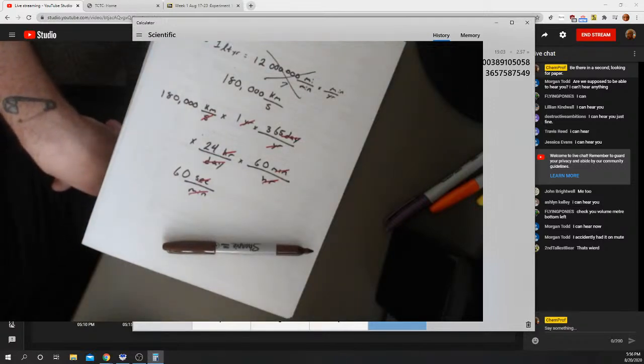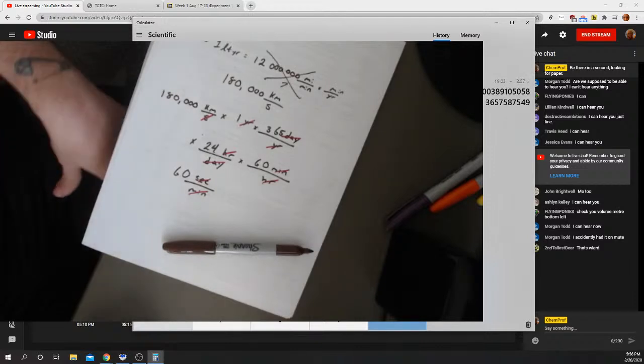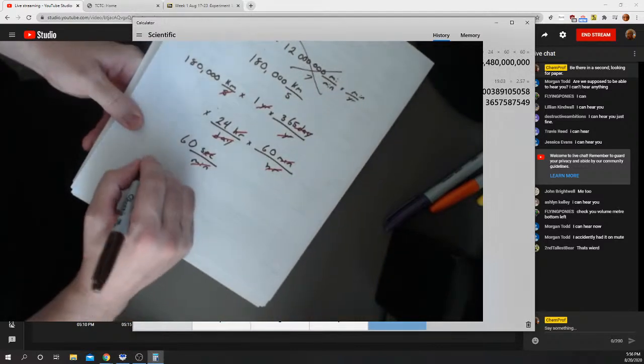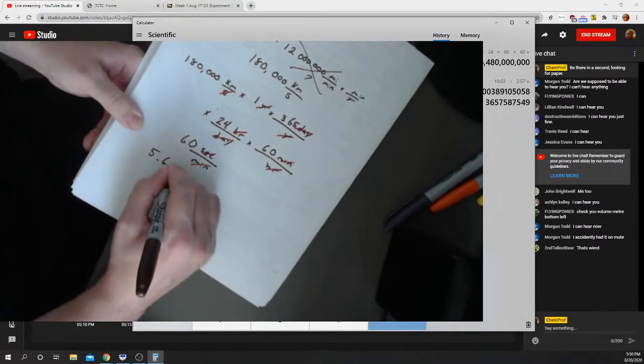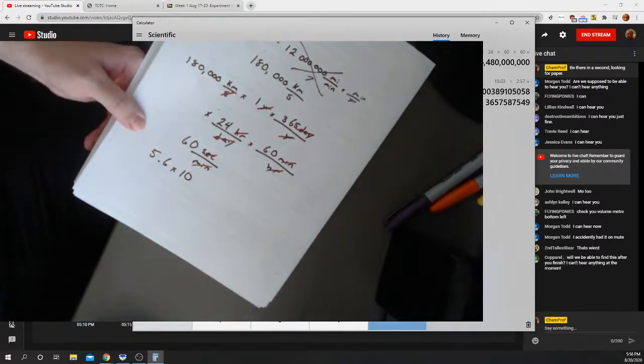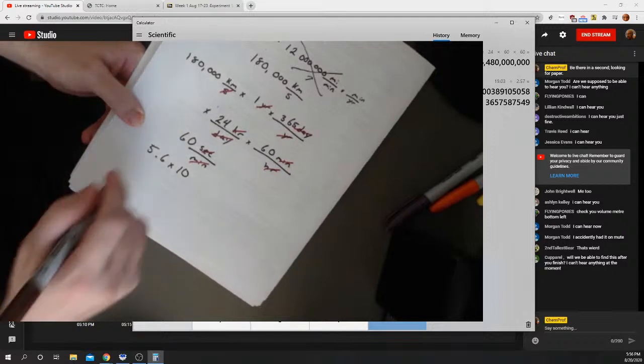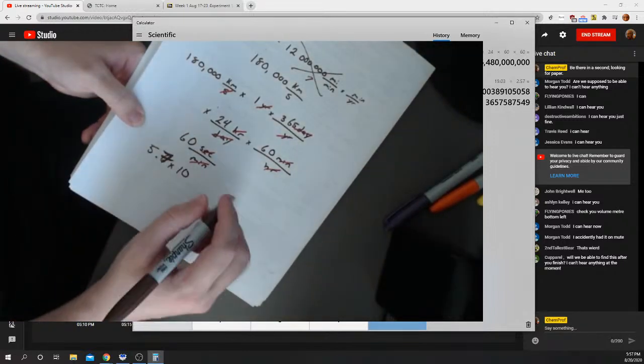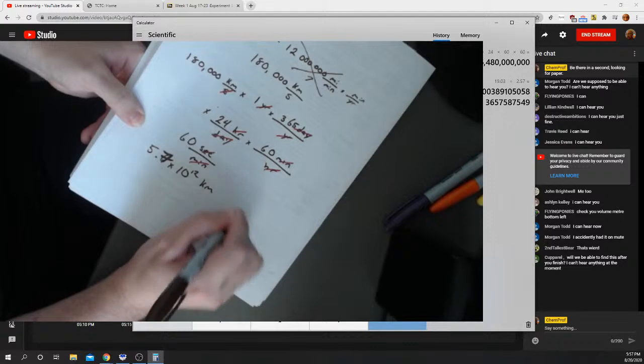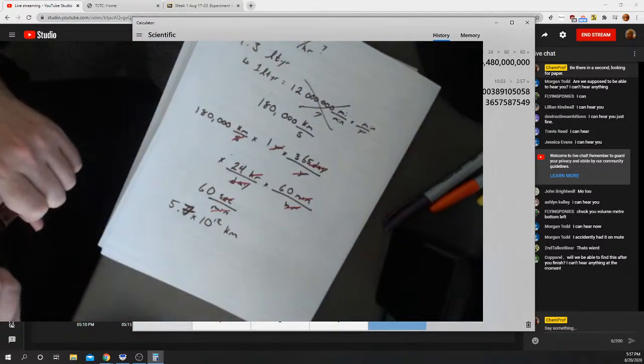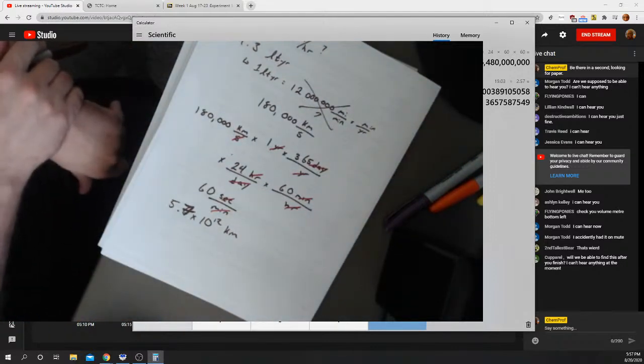So 180,000 times 365 times 24 times 60 times 60 gets us 5.7 times 10 to the 12th kilometers. Sorry, it's 5.7, I'm no good at rounding.